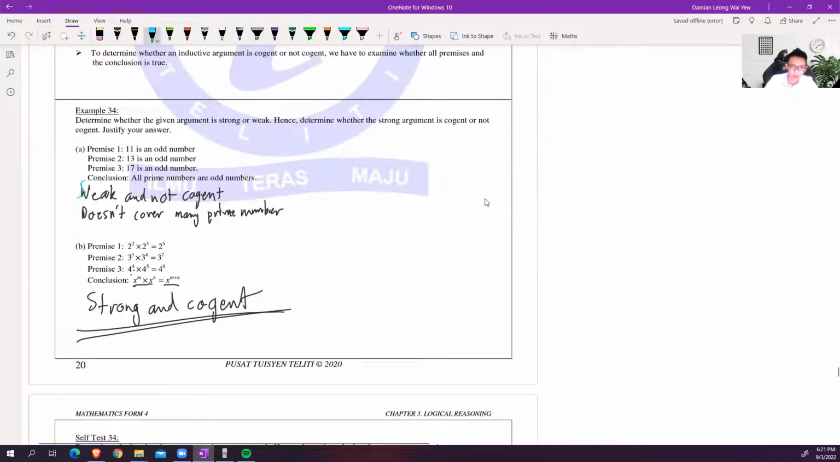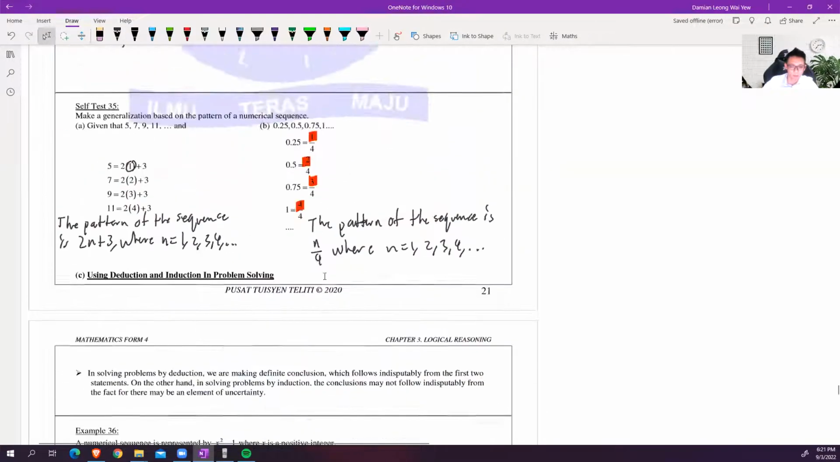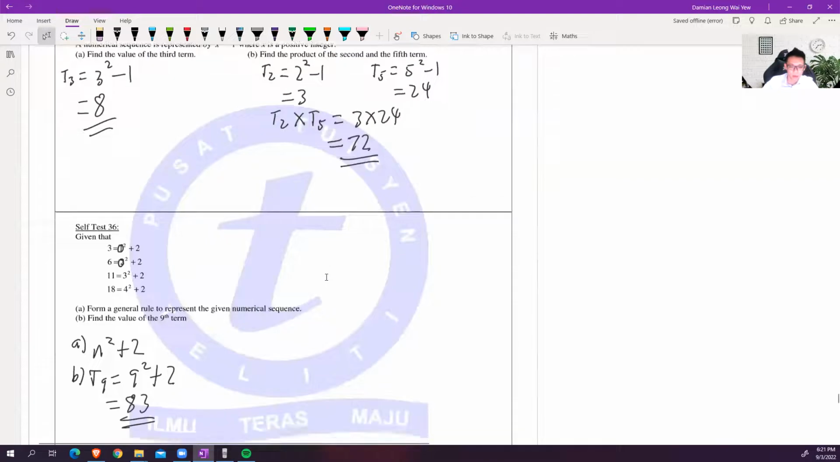Like this one actually is strong. It's not weak. Yeah, I made a mistake here. This one should be strong. Like this, all odd numbers, and it's all prime numbers. So it leads to all prime numbers are odd numbers. But yeah, actually it's not. This one is false because 2 is also a prime number and it's not an odd number. So it's strong but not cogent. Yeah. That's how it works.